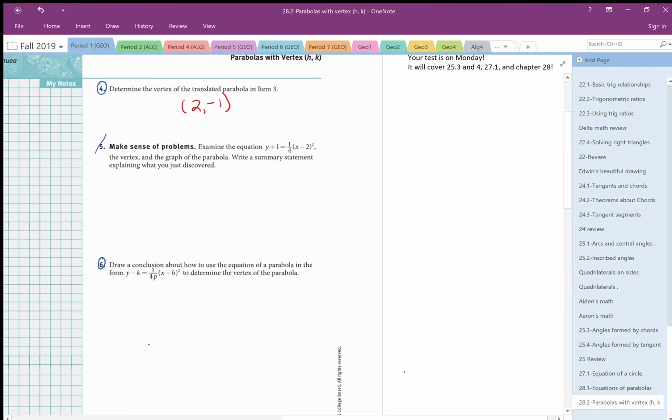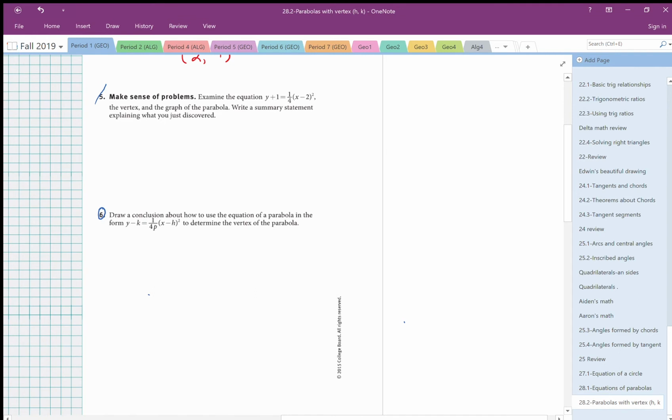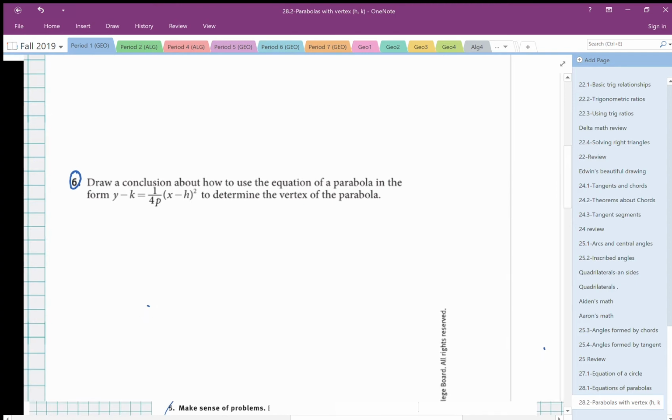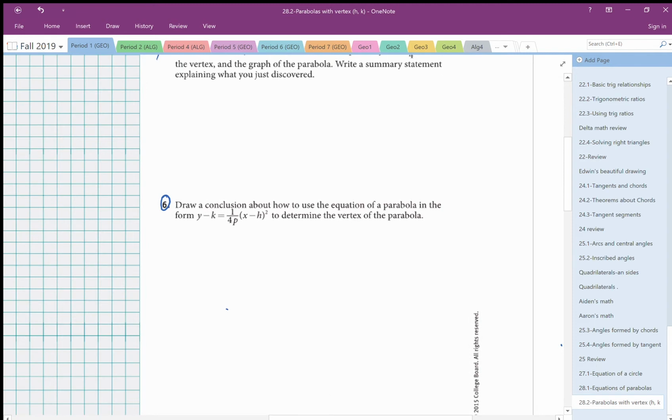We're skipping number 5. Number 6: draw a conclusion about how to use the equation of a parabola in the form y minus k equals 1/4p times x minus h squared to determine the vertex of the parabola. This is going to blow your mind, but the vertex letters of a parabola are the same as the vertex letters of a circle. The vertex is h, k. So it's the opposite of what you see here, because it says minus h and we just have positive h. And then it's the opposite of what you see there.